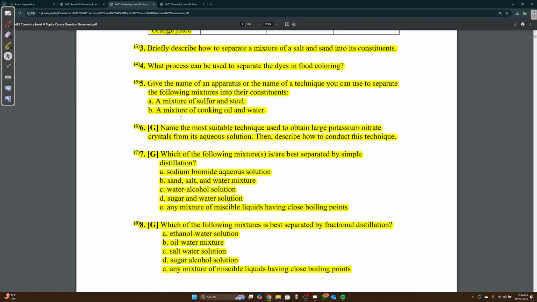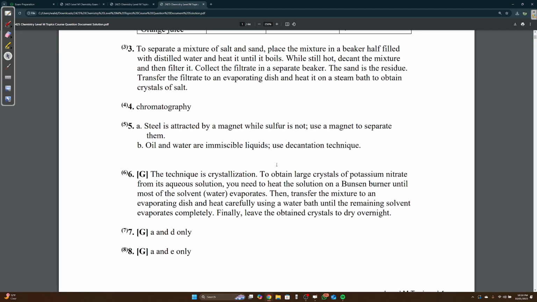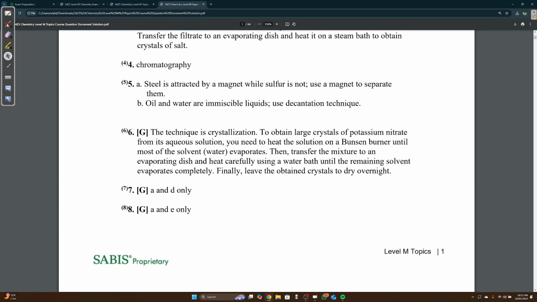Okay, question 6, name the most suitable technique used to obtain crystals from its aqueous solution. Very easy. What's the process to get crystals? Crystallization. It's a good question. How do you do crystallization? It's steps, right? The first step is you heat it on a Bunsen burner until most of the solvent evaporates.